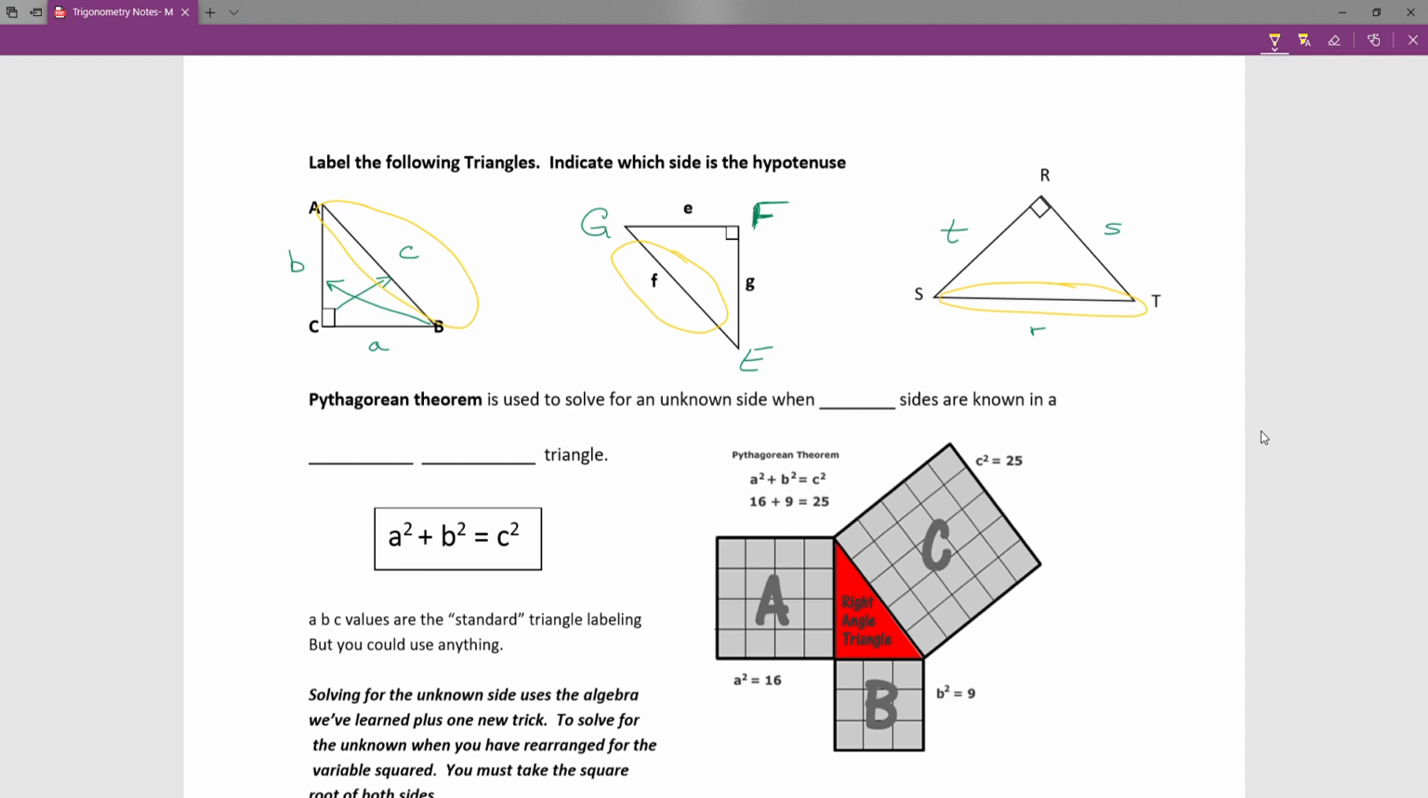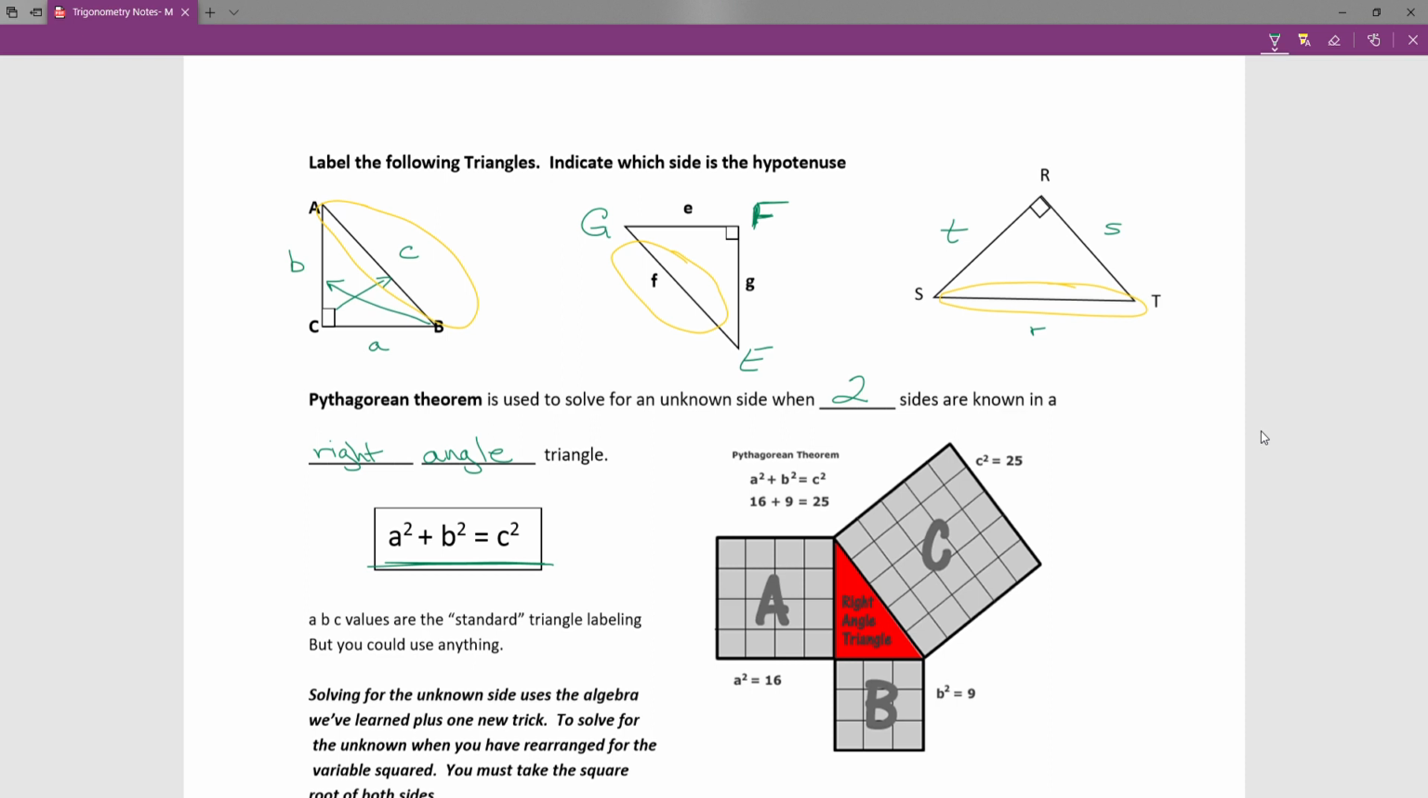So as we get into the sides, remember we started with all angles and the sum of the angles was 180. Now we're getting into sides, and that's where we get into the Pythagorean theorem. This is the Pythagorean theorem. And what we do with the Pythagorean theorem, we use it to solve for an unknown side when two of the sides are known in a very specific kind of triangle, a right angle triangle.